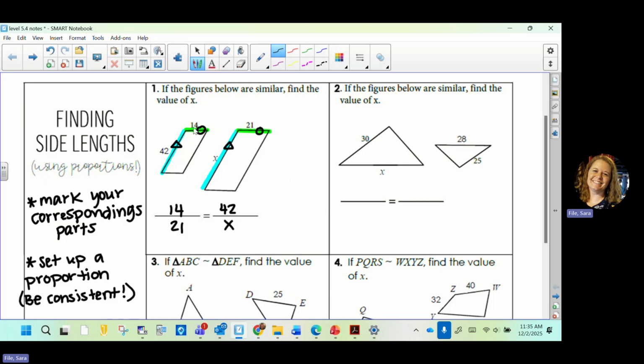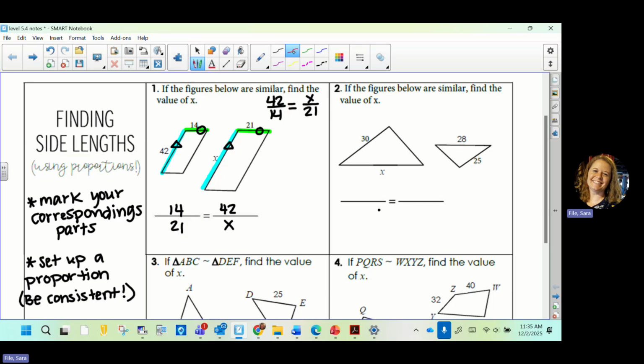Or you could stay on the left quadrilateral and you could go blue to green and then go blue to green. So I could do 42 is to 14. And I have to be consistent. I went blue to green in the small image, and then I have to go blue to green in the big image. So that would be x is to 21. And I could flip both of those. I could go 14 to 42, 21 to x. Okay, so I've already talked about 4 different ways you could set this up.